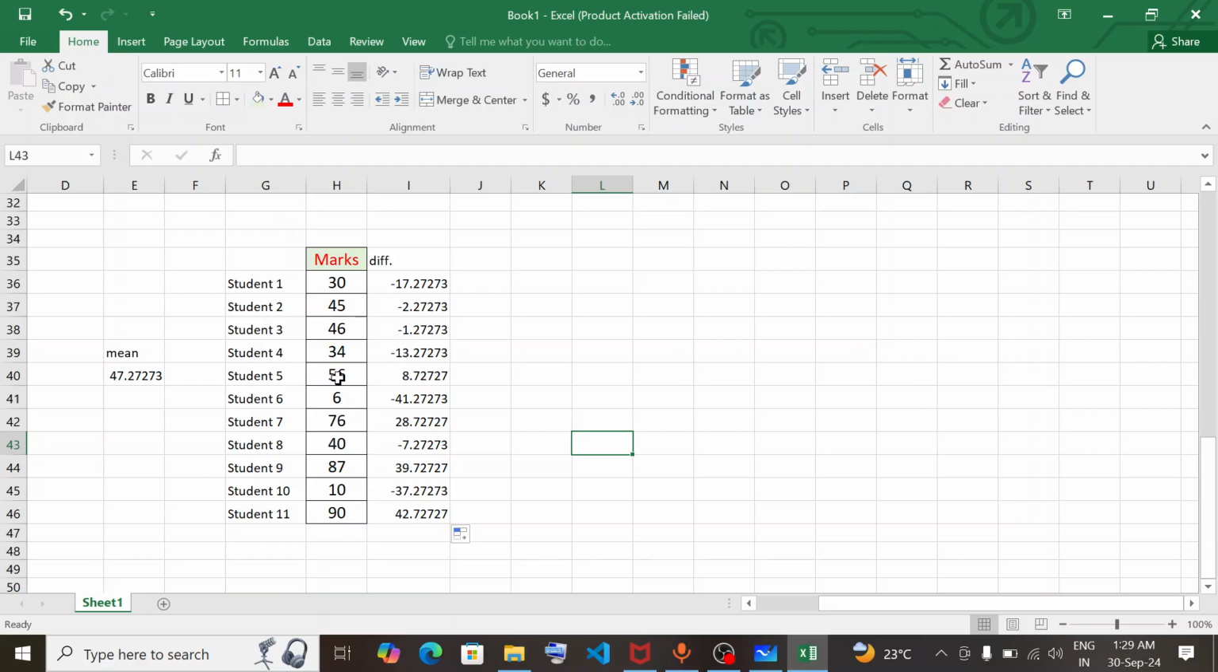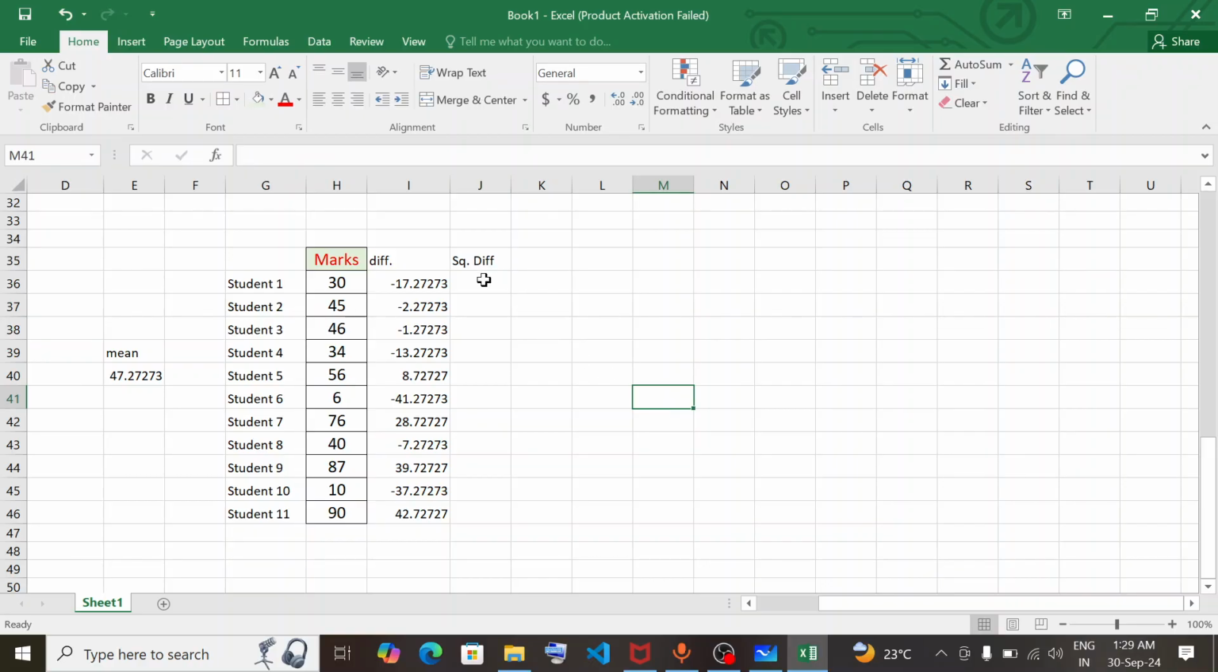For bigger values like 56, so 56 minus 47, it will be 8. So we got all the differences here. So these are the difference values. Then the next term we have to calculate is the square difference, because we require all these terms in order to calculate the variance manually.